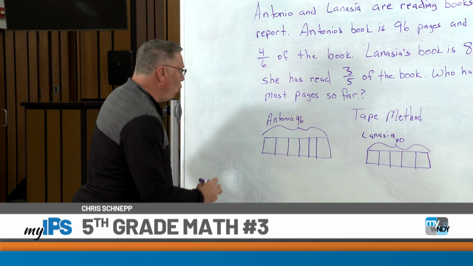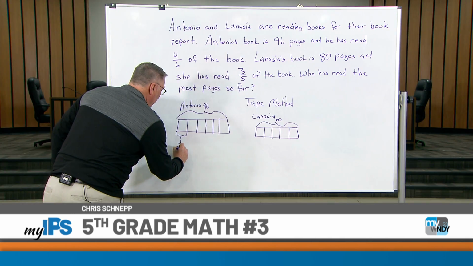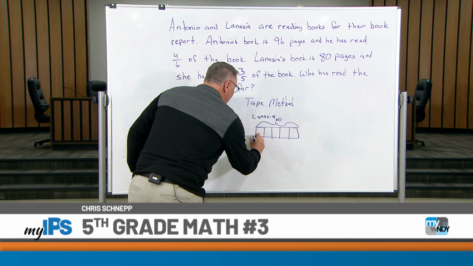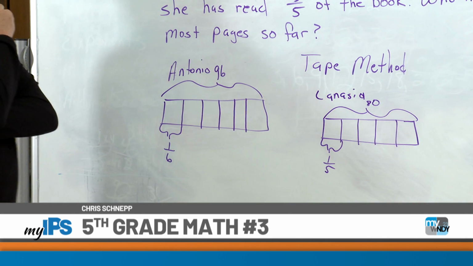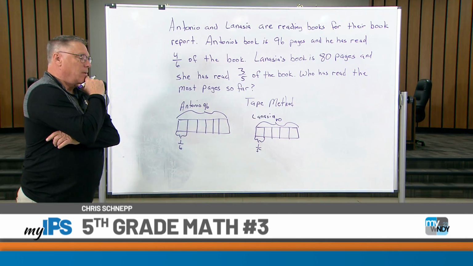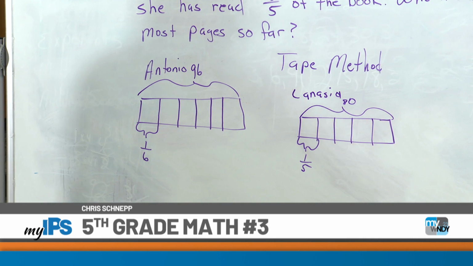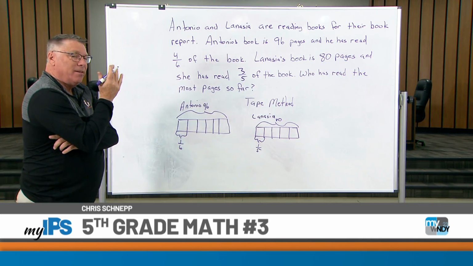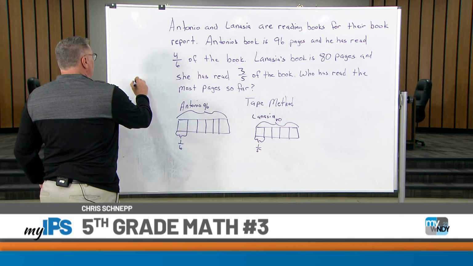Okay, so now we need to figure out what 1/6 is and what 1/5 is. I'll give you a second to think. The way that I do it, and it's probably the easiest way, is I'll just take my denominator and divide it by the total number of pages.